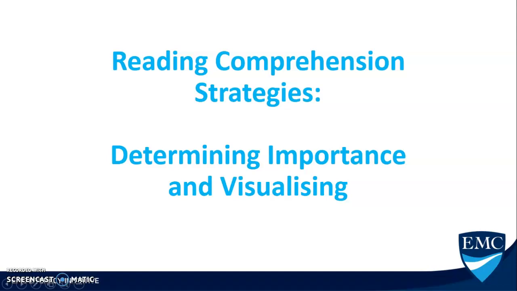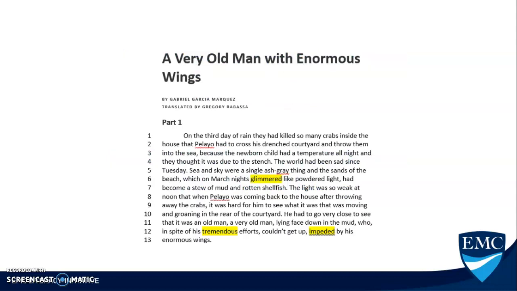Okay, so we're going to look at two reading comprehension strategies today: determining importance and visualizing. Both of them are pretty important strategies that kind of work hand in hand together. And we're also going to be thinking about how we can make this thinking visible on the page by annotating. We're going to be using the short story, A Very Old Man with Enormous Wings by Gabriel Garcia Marquez.